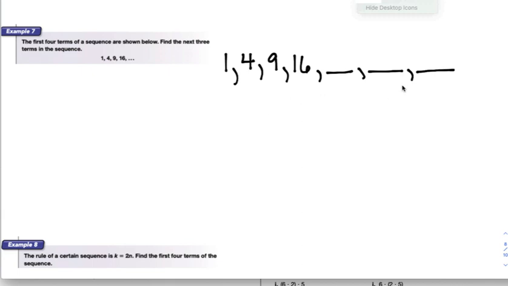So in a way, we're dealing with looking for the next 3 terms. And so what we want to do is kind of think, what's happening? What is the pattern here? And I can see it because I play with numbers a lot and I think about numbers.